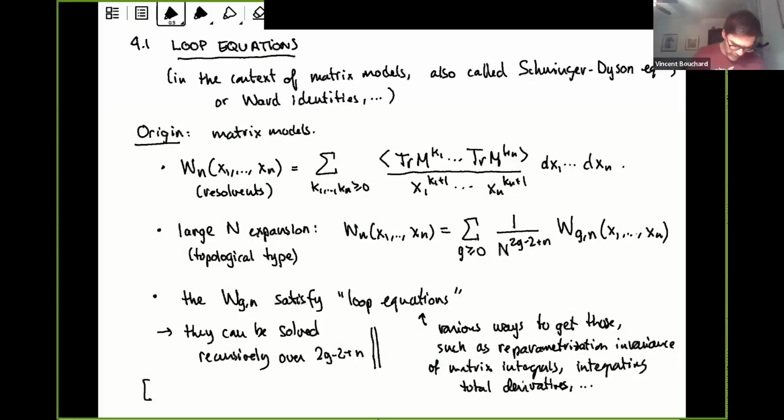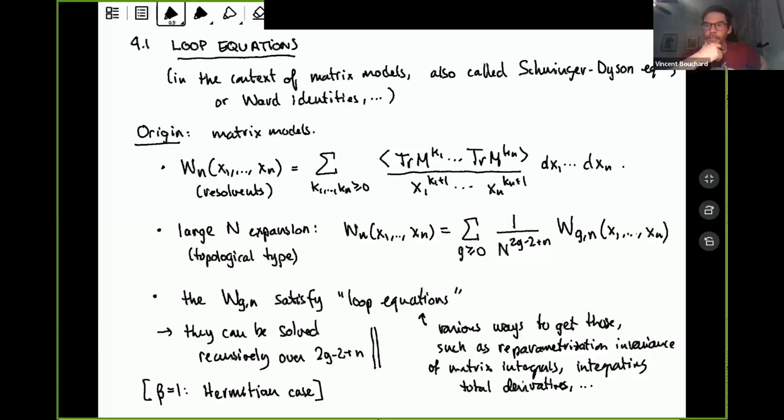Now I should say here we're doing what's called beta equals 1, which is the Hermitian case. Beta here is the power, or rather 2 times beta is the power of the Vandermonde determinant that appears when you write the matrix integrals over eigenvalues. Now, you can do it for other choices of beta to get, for example, unitary matrices, real matrices, and then you'll get different looking loop equations and solutions. And these are interesting, and they give rise to beta deformed topological recursion and so on, but we won't have time to talk about this here.